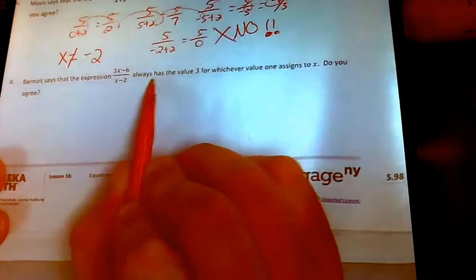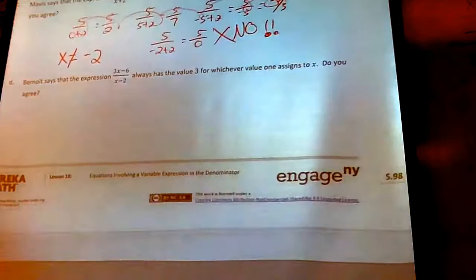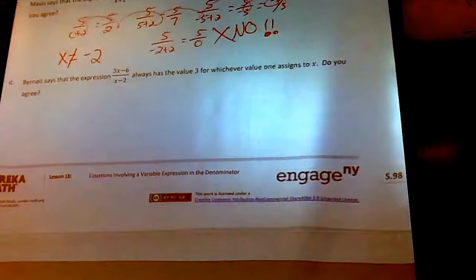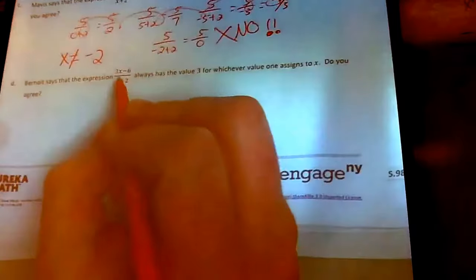Benoit says that the expression 3x minus 6 over x minus 2 always has the value of 3 for whichever value one assigns to x. Do you agree? I do not. Give me a number that when you plug it in for x, it won't give you 3. Like, 5. Okay.